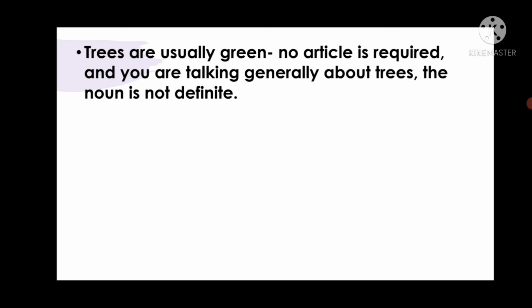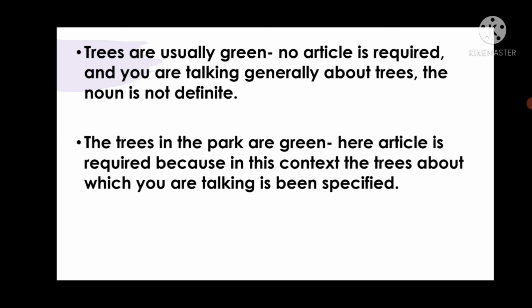Next, trees are usually green. No article is required in this sentence because you are generally talking about trees and the noun is not definite. The trees in the park are green. Here the article is required because in this context we are specifically mentioning which trees: the trees in the park. So some definiteness or specificity has been mentioned, and the article "the" is used. By this time you might have understood in which context the article "a" is used and in which context the article "the" is used.